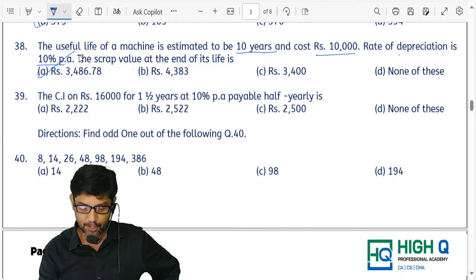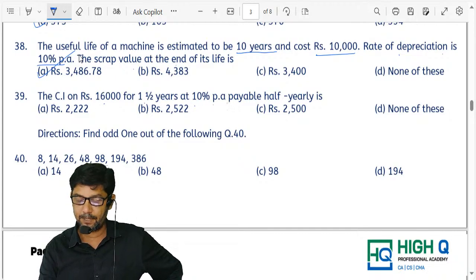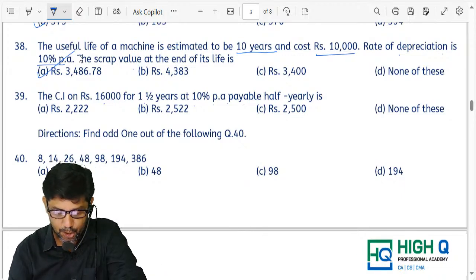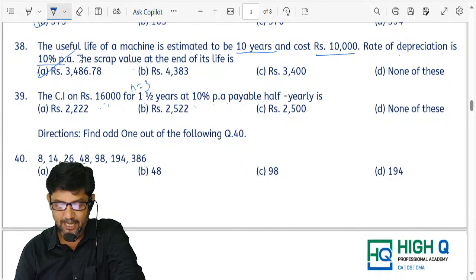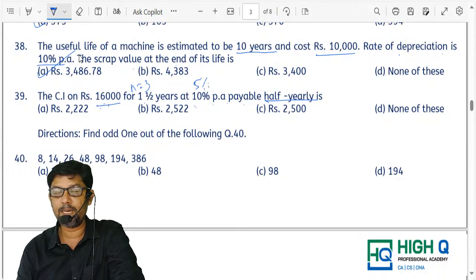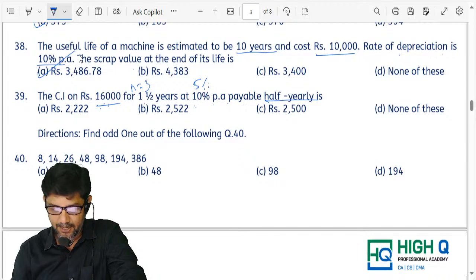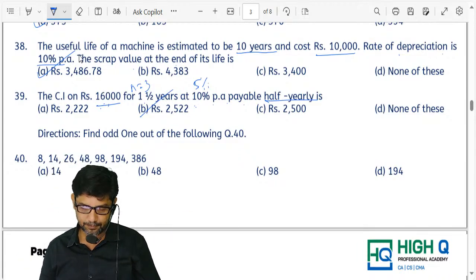10 times. Compound interest on rupees 16,000 for 1.5 years at 10% per annum payable half yearly is. So what is n equal to? 3. We need to find out compound interest. You know what to do, my dear. Half yearly 5%. Sir, what I will do now, sir? 16,000 plus 5% plus 5% plus 5% minus 16,000. What is the answer? B. 2522. How many of you got it right?